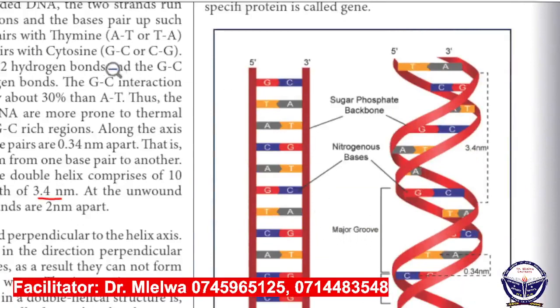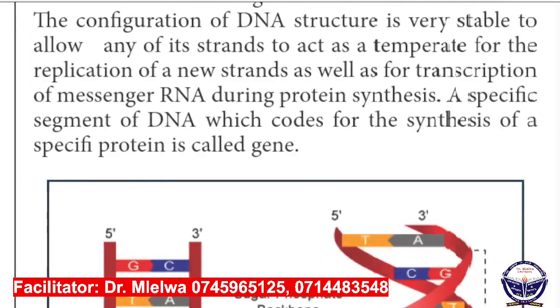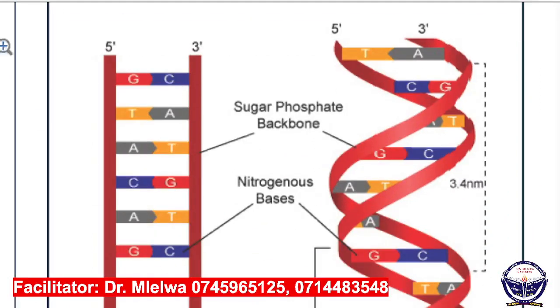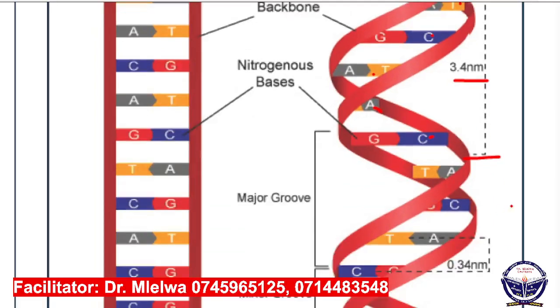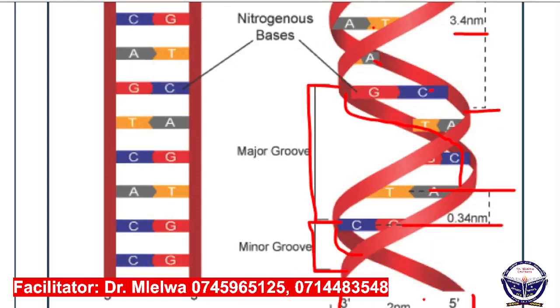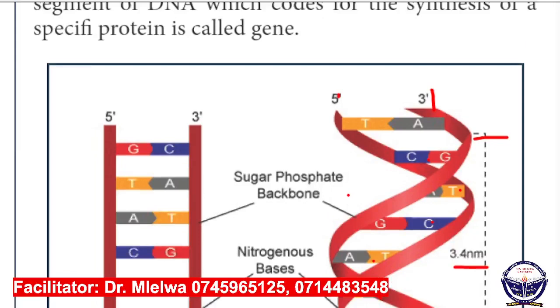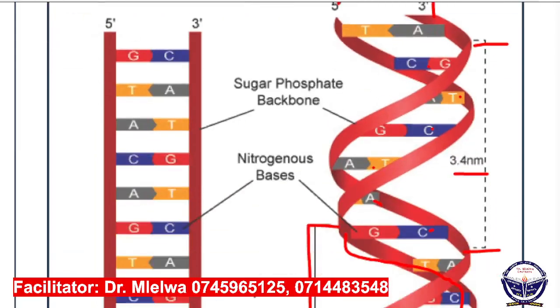Now this is the structure of DNA. You can observe this structure. Here it is untwisted, and here it is twisted, with the five prime end and the three prime end. A complete turn from here to here is 10 bases. This is called the major groove and this is called the minor groove. Between one base pair and the next is 0.34 nanometer, and between the two strands is 2 nanometer. Sugar phosphate backbone and nitrogenous bases.